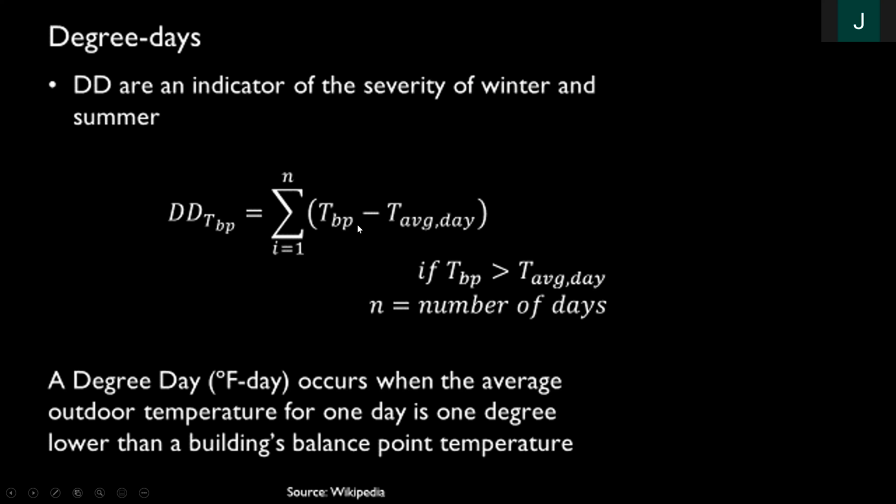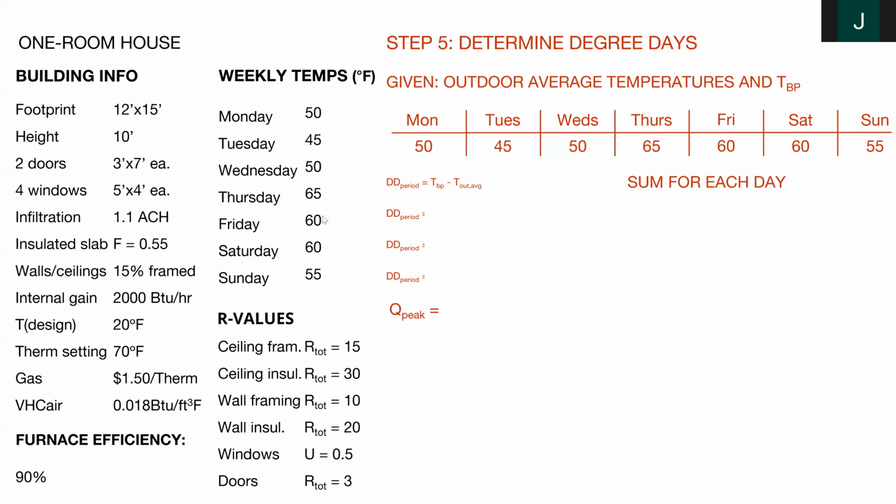So using that balance point temperature and the average temperature for a particular day, you find the number of degrees of difference over the course of a certain number of days. You could do this over the course of one day or a week or a month or a year, depending on what time span you're looking at. So we're looking at a week. We were given the average temperatures for a week, so we want to calculate the number of degree days over the course of that week.